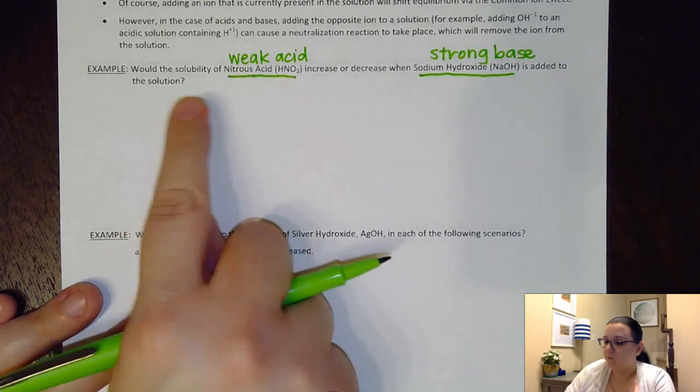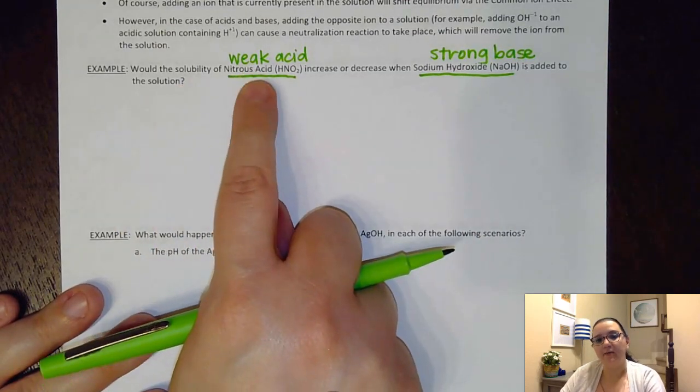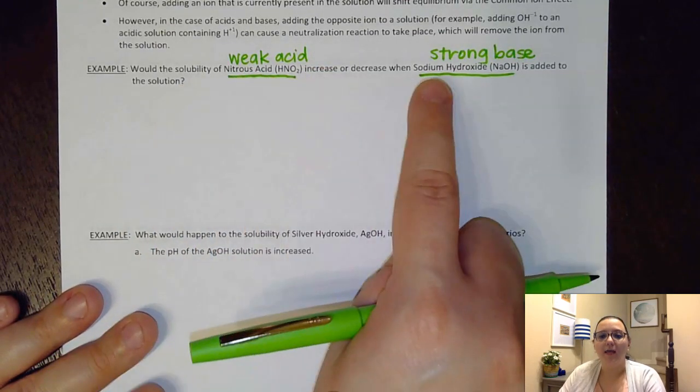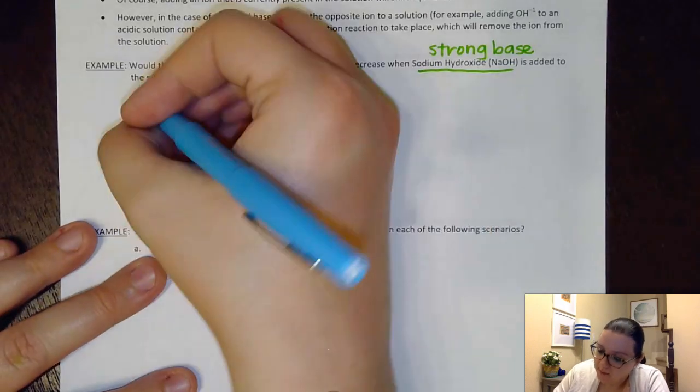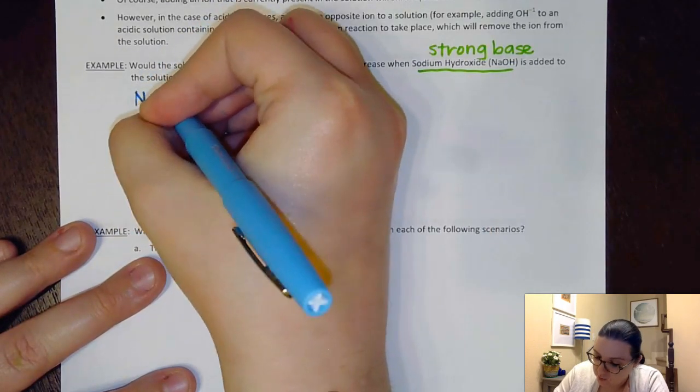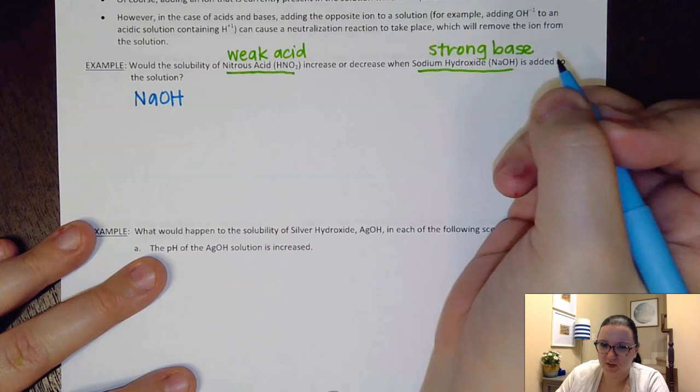So I want to figure out, would the solubility of the nitrous acid be affected, and how, if I add this strong base into it? Well, let's first talk about what that strong base would do in the solution, okay? If I have my NaOH, which, by the way, I don't know what state for sure it starts off at.